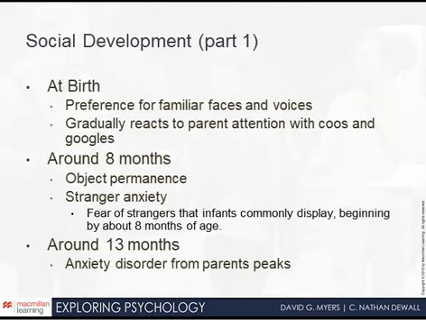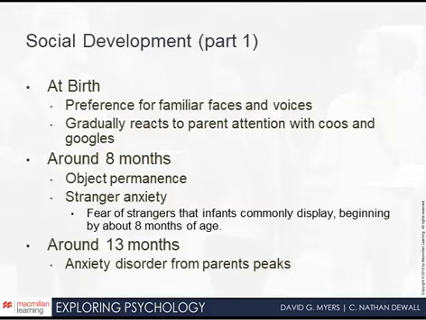Around 8 months, we start to see object permanence take root. And object permanence, again, is the idea and understanding that an object in front of you, once it is taken away from you, still does have existence. It's just not there in front of you. Around 8 months, though, we do see fear of strangers or stranger anxiety. Stranger anxiety is the fear of strangers that infants commonly display beginning around 8 months of age.